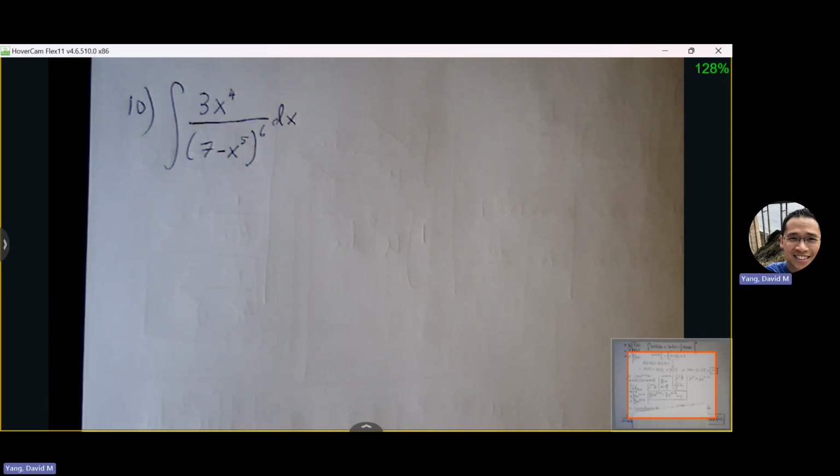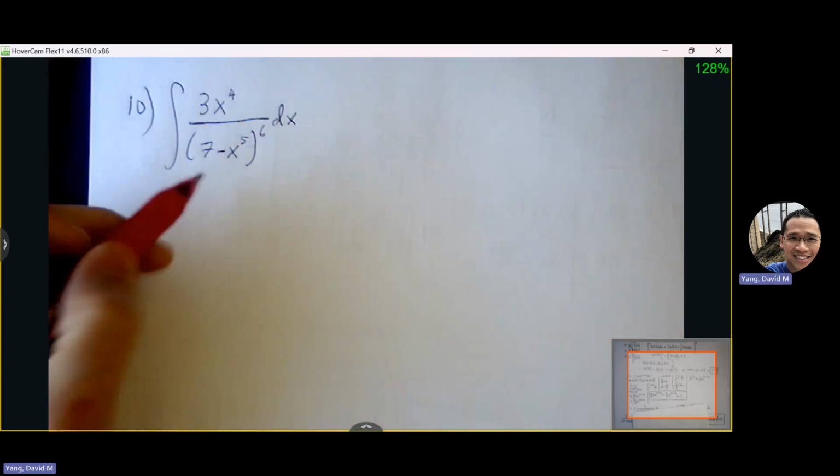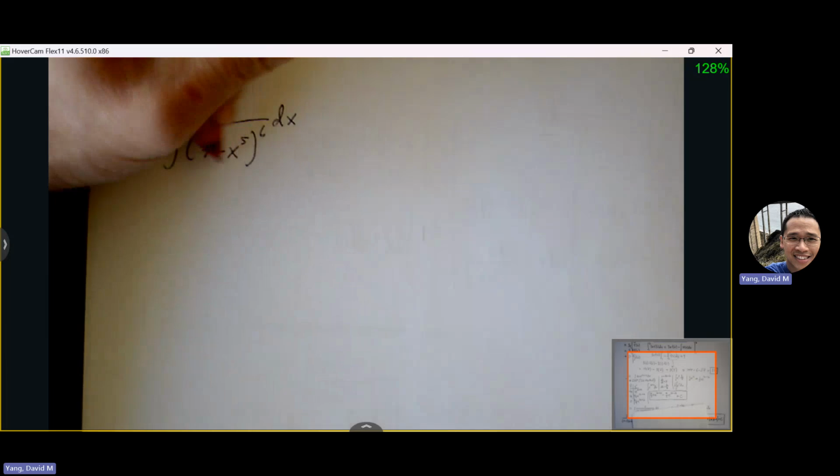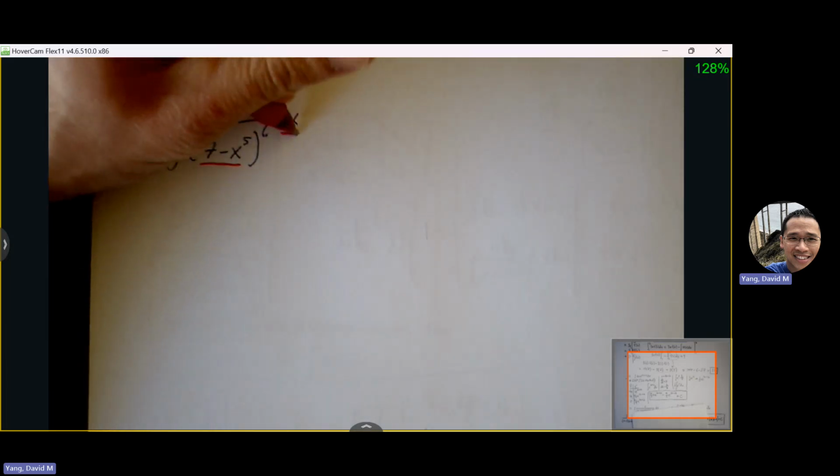Number 10 is already set up nicely for us. We already know where to look for our u value. And also, too many terms in the denominator. We can't split this up into individual fractions. No, there's no way to do power rule with this problem.